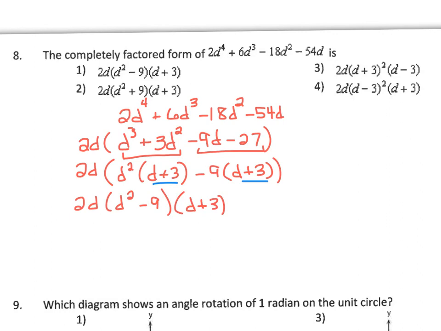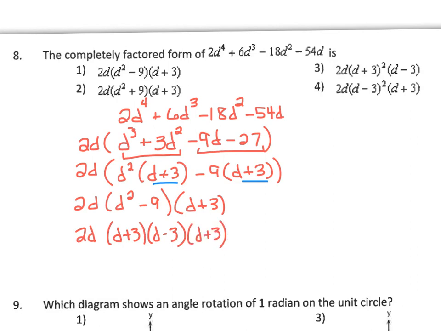Okay, now if you remember when we did it using the calculator method, this right here matches up with choice 1. So they were trying to trick us. That is not completely factored. That's partially factored. It's almost there, but not quite there. So this d squared minus 9 factors further. So we can factor that to d plus 3 times d minus 3. And just bring everything else down. So you could bring down the 2d, and you could bring down the d plus 3.